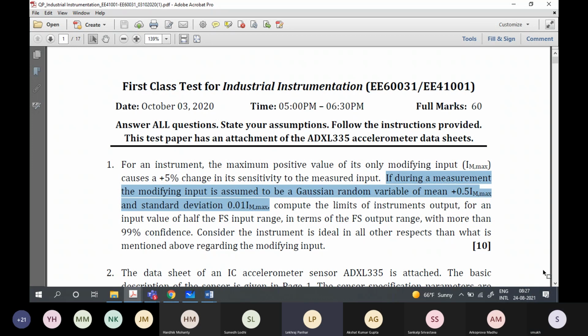Sir, I think it's... You think it is? Good. Come on. So I think 0.51, because mean is 0.5 and deviation is 0.01.